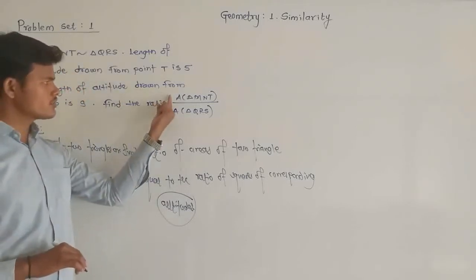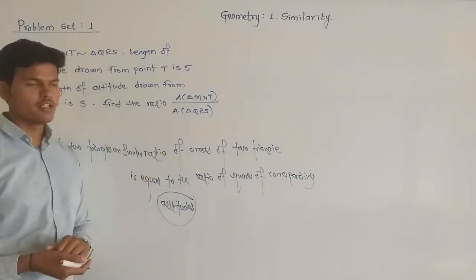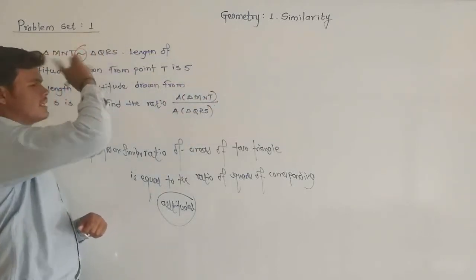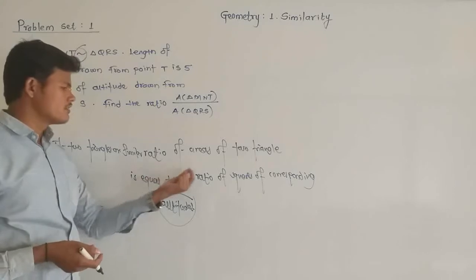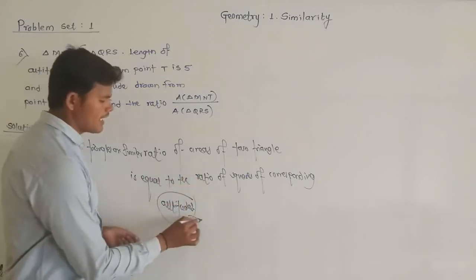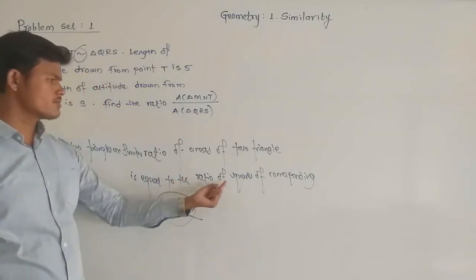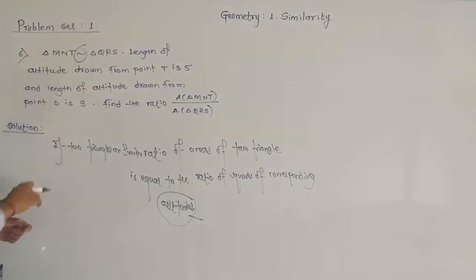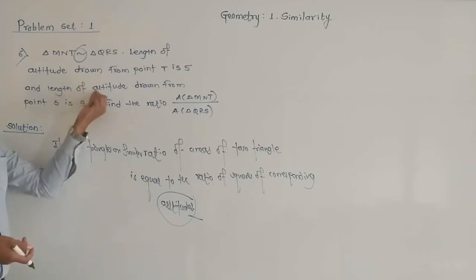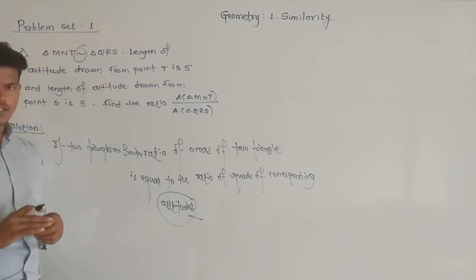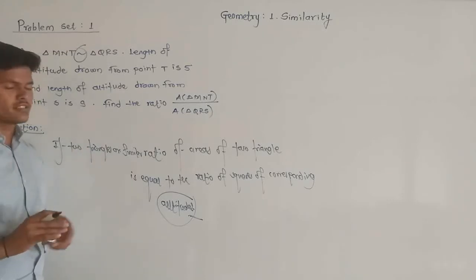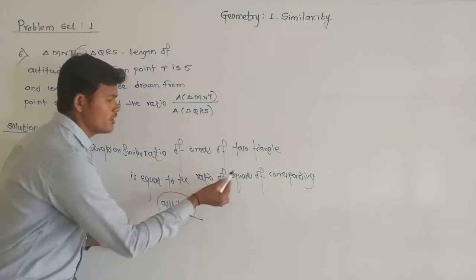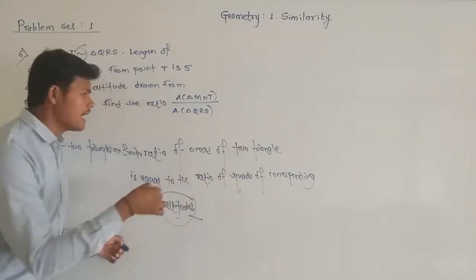Here we have to find the ratio of areas of both the triangles. To find it, since the two triangles are similar, we use the ratio of the squares of their corresponding altitudes instead of the ratio of the squares of corresponding sides. Why? Because the sides of the triangles are not given, but the lengths of the altitudes of both the triangles are given. That's why, if two triangles are similar, the ratio of areas of both the triangles is equal to the ratio of the squares of their corresponding altitudes.